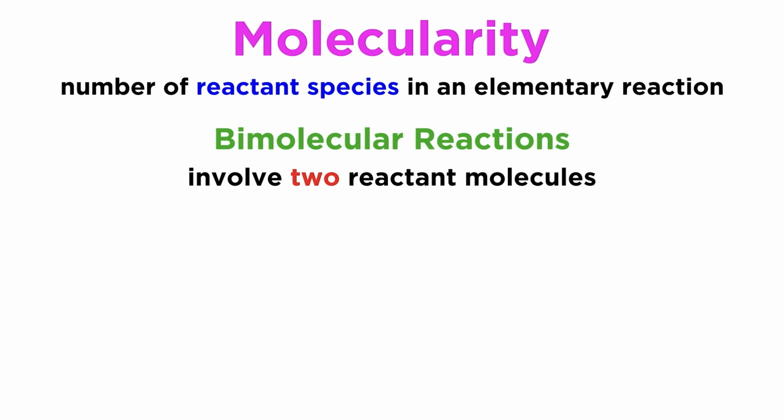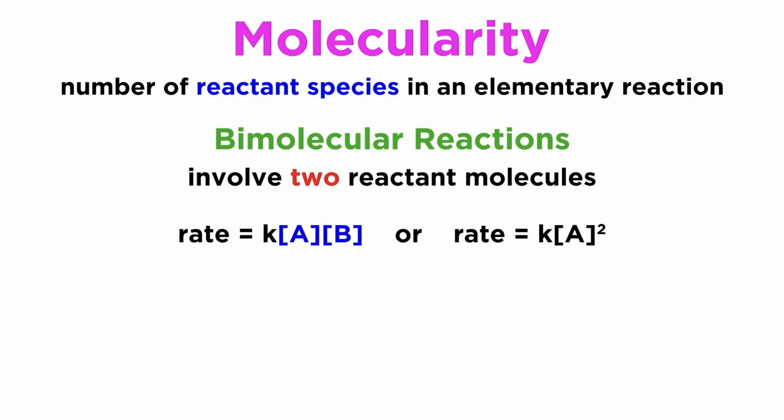Most often, reactions will involve two molecules that collide with one another, whether they are the same type of molecule or two different types of molecules. In either case, this will be called a bimolecular reaction. These types of reactions could either be first order in A and first order in B, or second order in A, depending on the identity of the molecules involved.